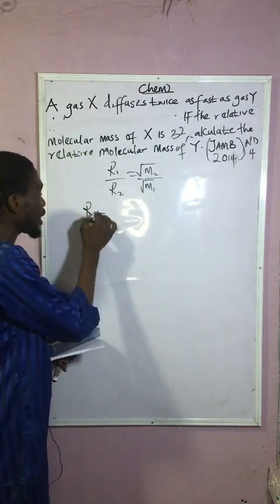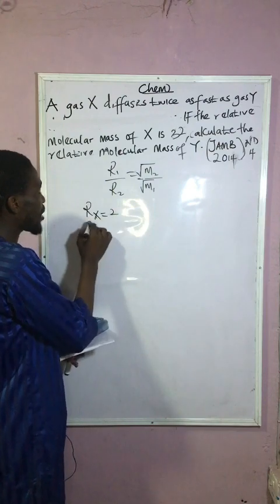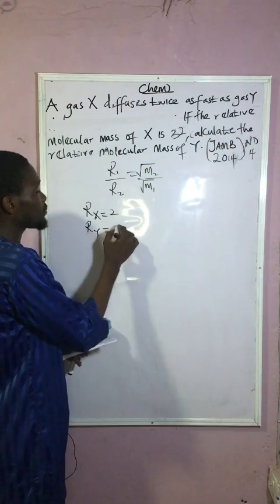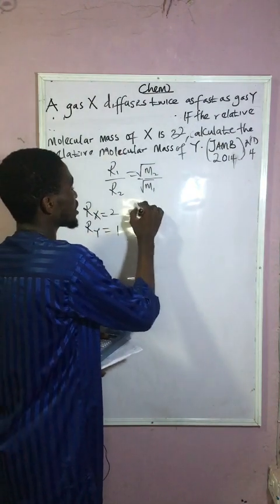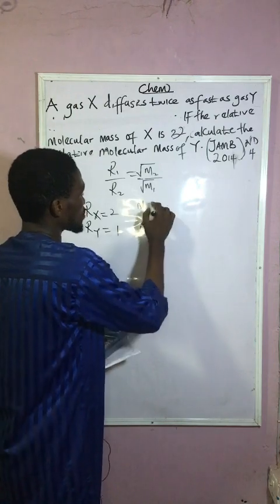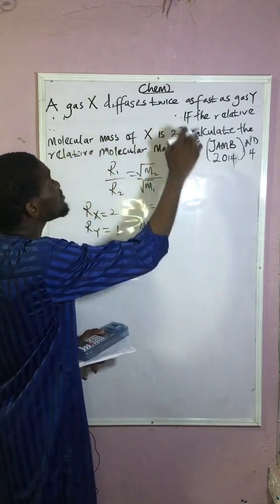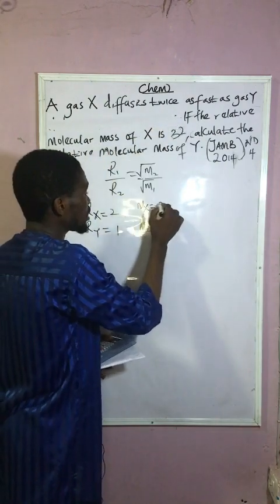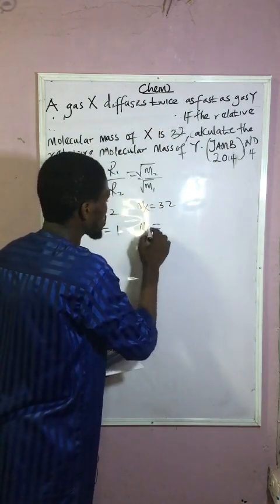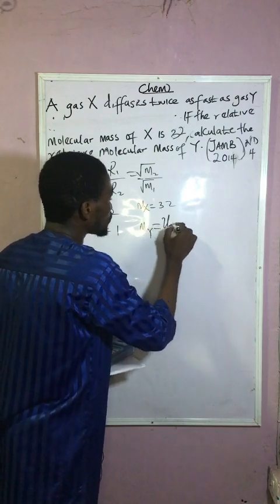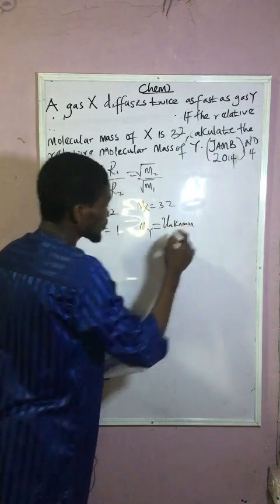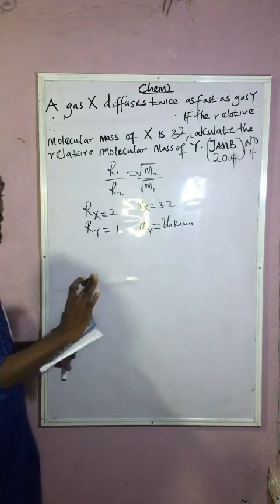We can say RX will give us 2, our RY we have 1. So M1 and M2. Our M1 will be replaced with the relative molecular mass of X, which is 32, while this will be replaced with Y, unknown. Are you with me, class? So now you can see it is clear.